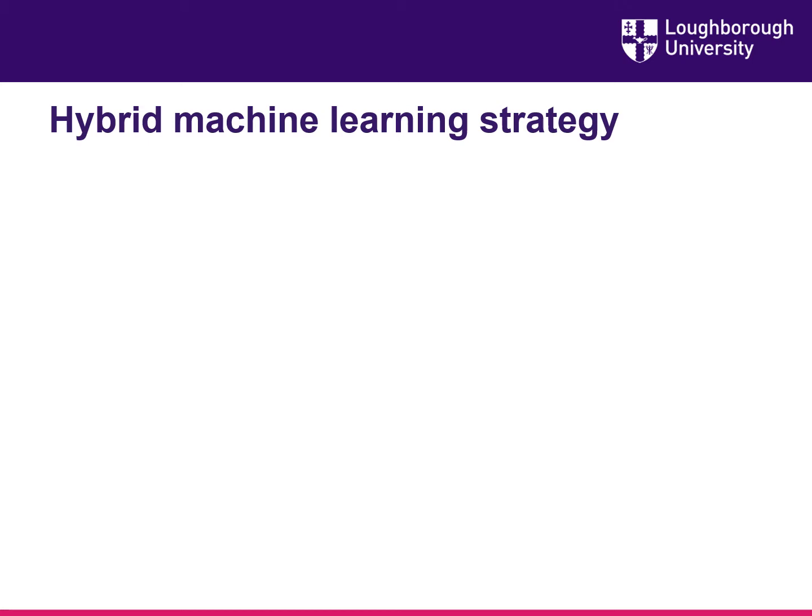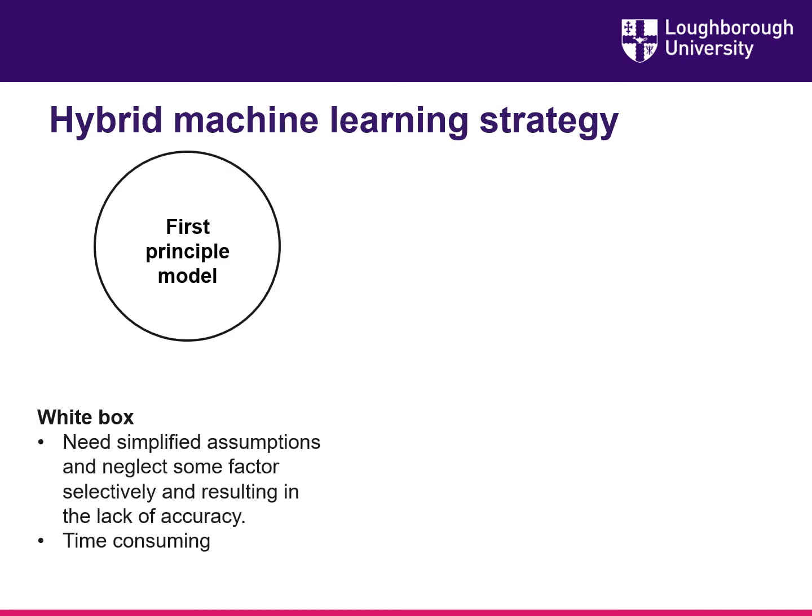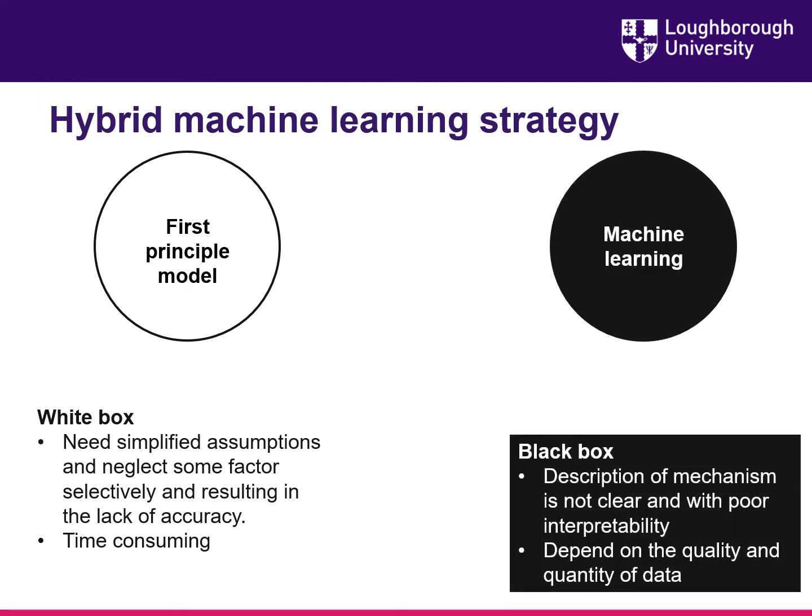However, there are some drawbacks on the first principle model and machine learning model as well. For the first principle model, it needs simplified assumptions and neglects some factors selectively, which results in the lack of accuracy. And the modeling cycle is usually quite long as well. While for the machine learning, it's just a black box and the description of the mechanism is not clear, with poor interpretability. And this model is highly depending on the quality and quantity of data.